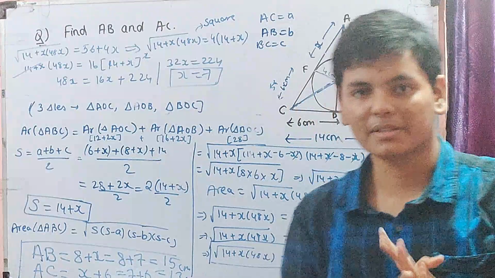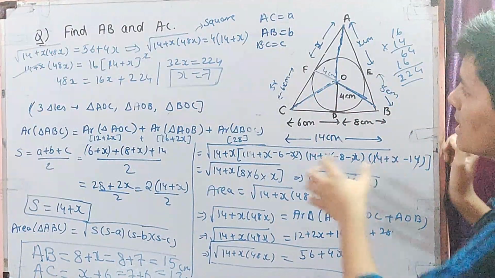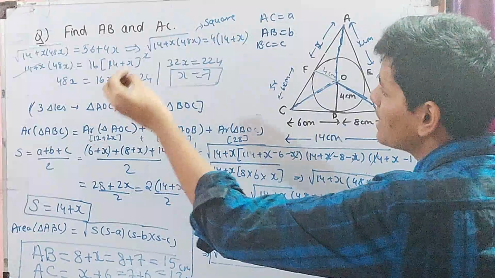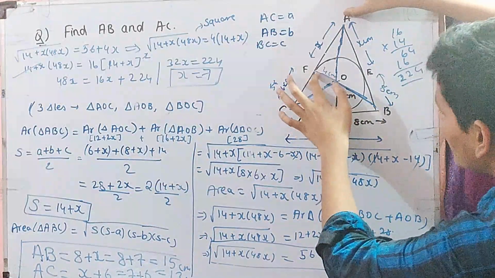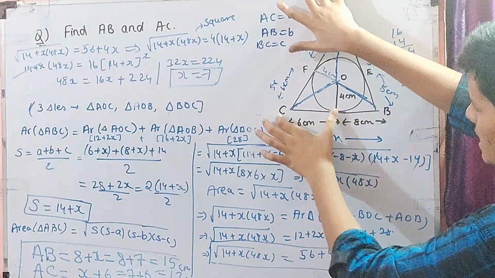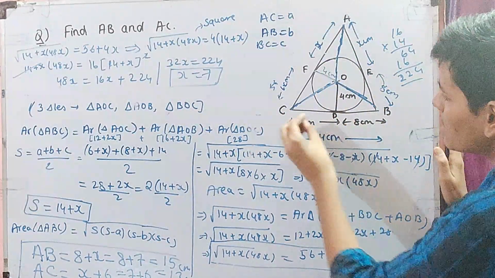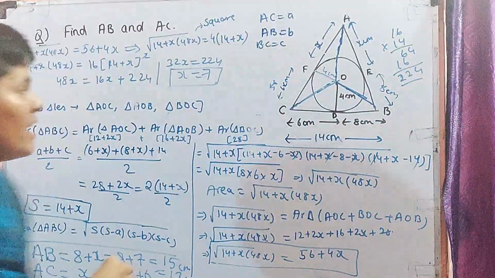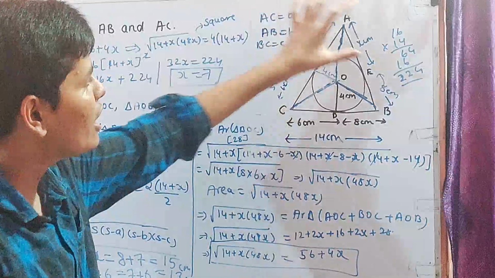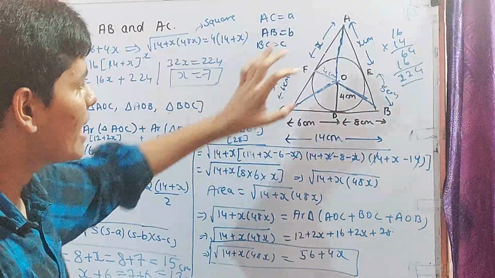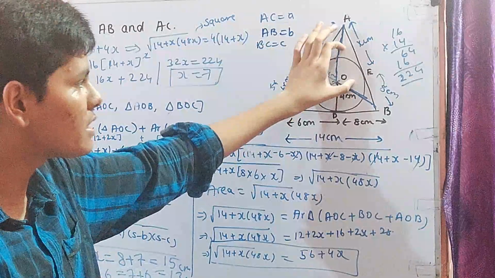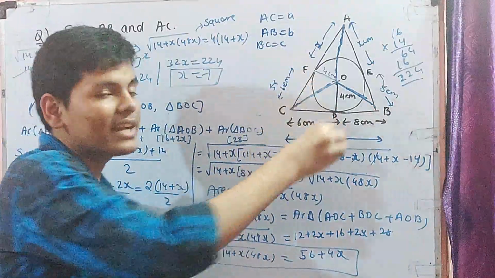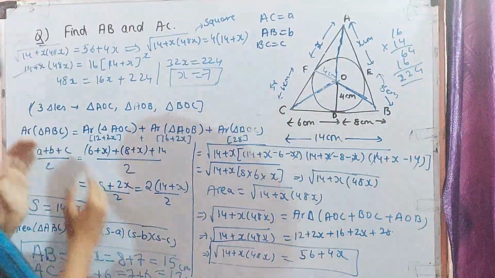This was the longest problem in the 10th class circles topic. This is the triangle, the figure which is given over here. First, we wrote the given values. Then, we found that AF is equal to AE, CF is equal to CD and BD is equal to BE. After taking the values, we wrote them as x and x. We applied the concept of area. The area of the whole figure is equal to the area of this small triangle plus the area of this small triangle plus the area of this small triangle. So when you add the areas of the small triangles, you will get the area of the bigger triangle. That's what we did over here.